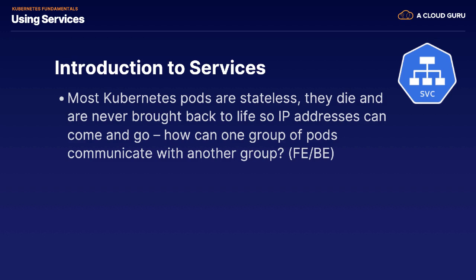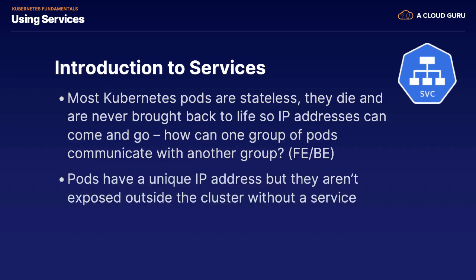So how can one group of pods, for example, a group of front-end web servers, access another group of pods, for example, a group of back-end database servers? You can't trust the IP addressing, and honestly, DNS is just not that reliable in this use case.